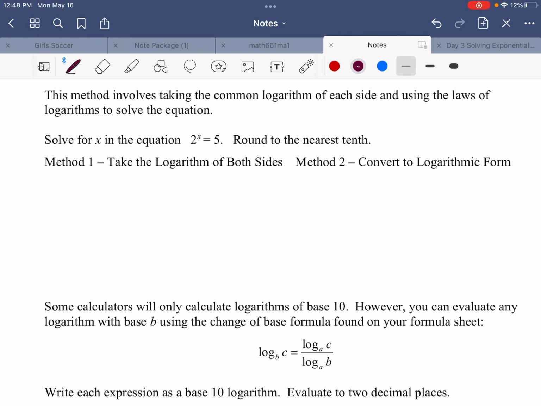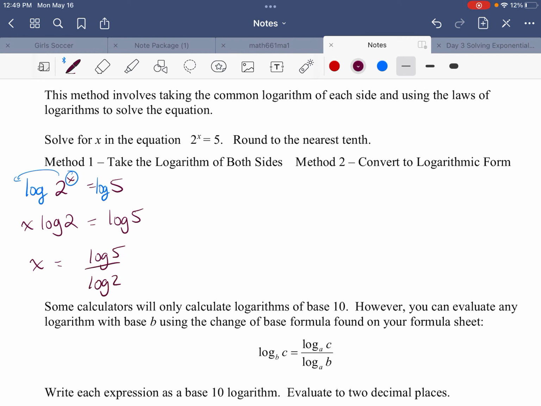The first method we're going to do is to take the logarithm of either side. So log, like that. Because we're taking the log of either side, we can then bring down the exponent. We can make this x log of 2 is equal to log of 5. Then solving algebraically, we get x is equal to log 5 over log 2. And you can actually evaluate that on your calculator.